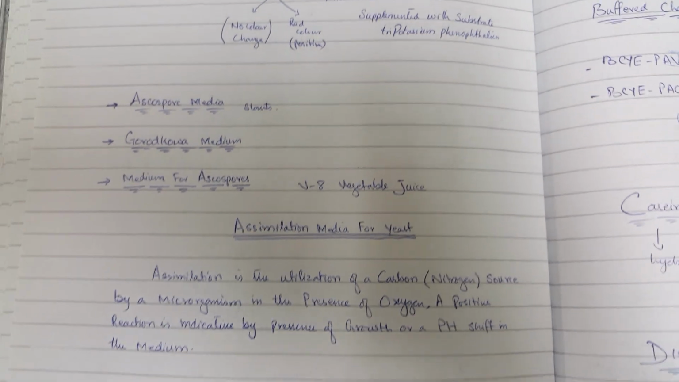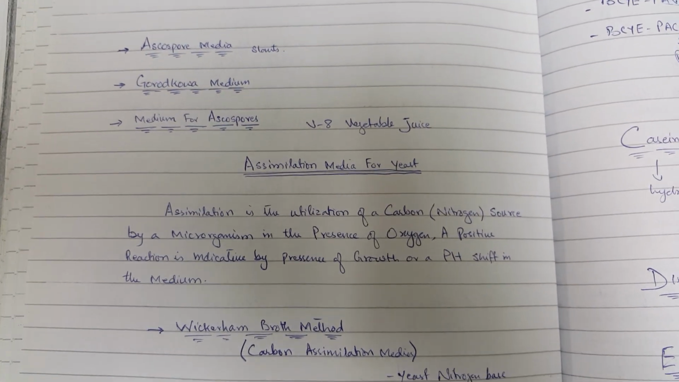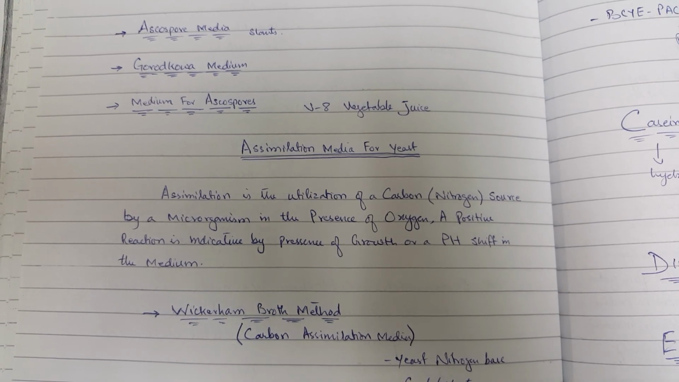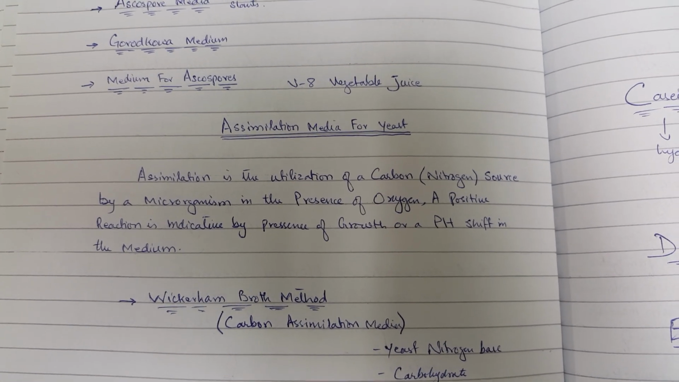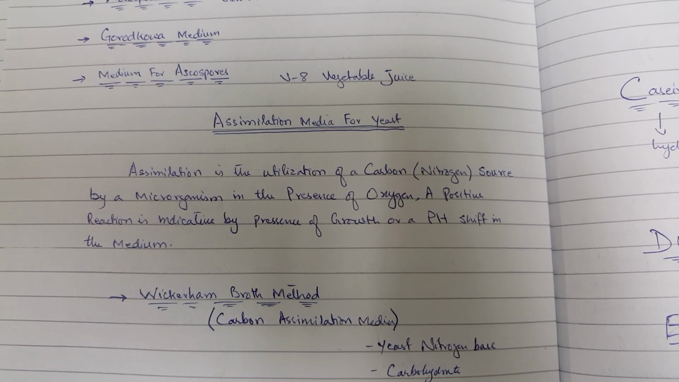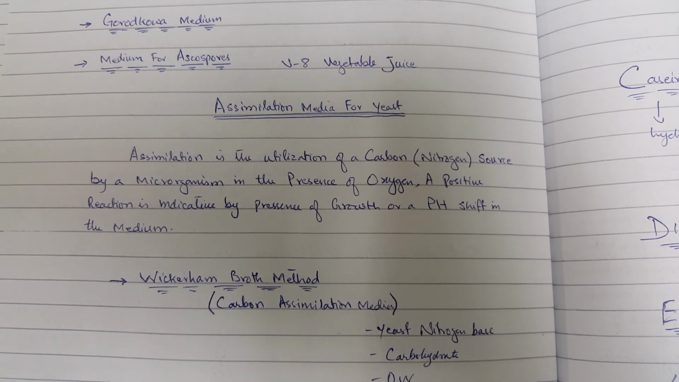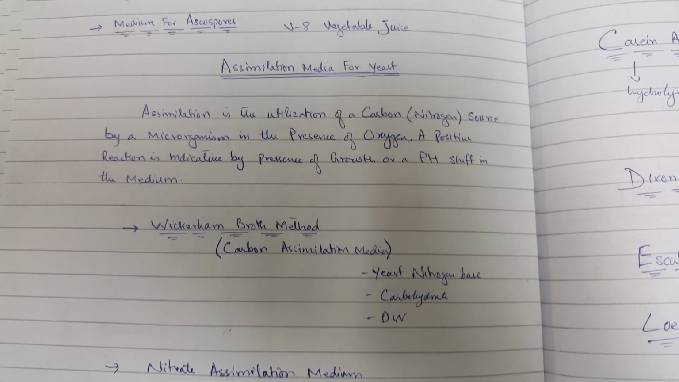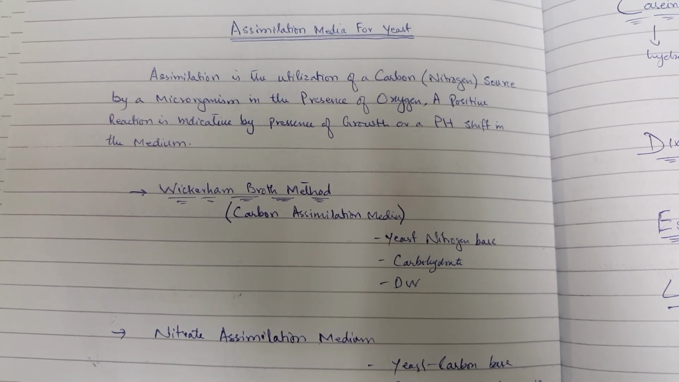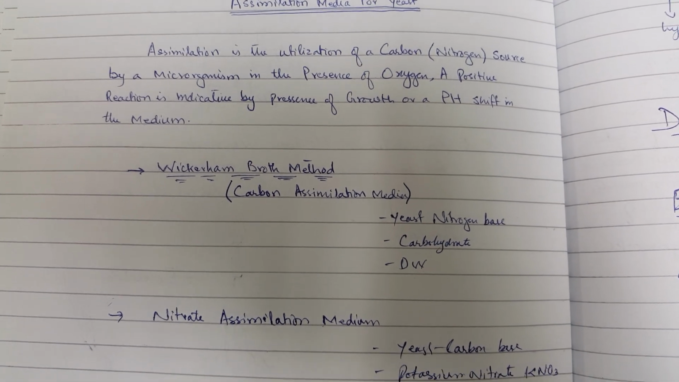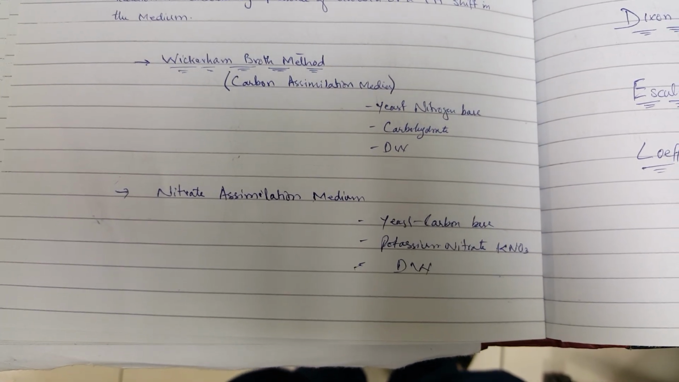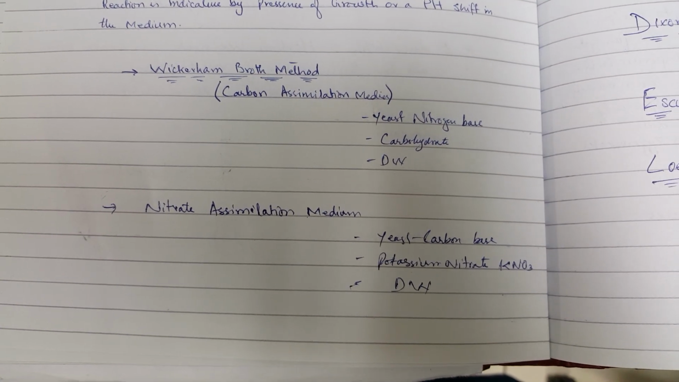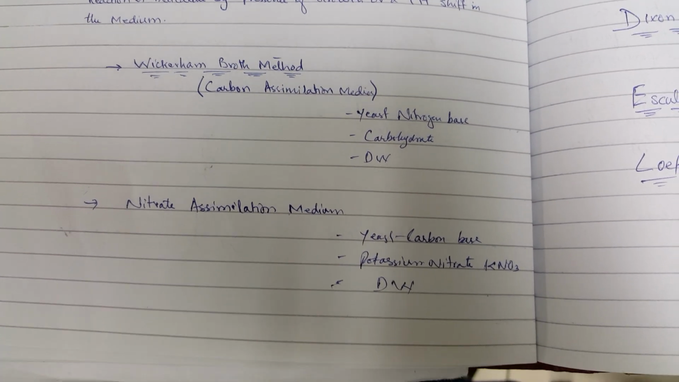Ascospore media is mostly used in slants, and a medium for ascospores is V8 vegetable juice medium. Assimilation media for yeast assimilation test the utilization of a carbon or nitrogen source by the microorganism in the presence of oxygen. A positive reaction is an indication of growth or a pH shift in the medium. Wickerham broth method is a carbon assimilation medium made of yeast nitrogen base, carbon, and distilled water. Nitrogen assimilation medium is yeast carbon base, potassium nitrate, and distilled water.